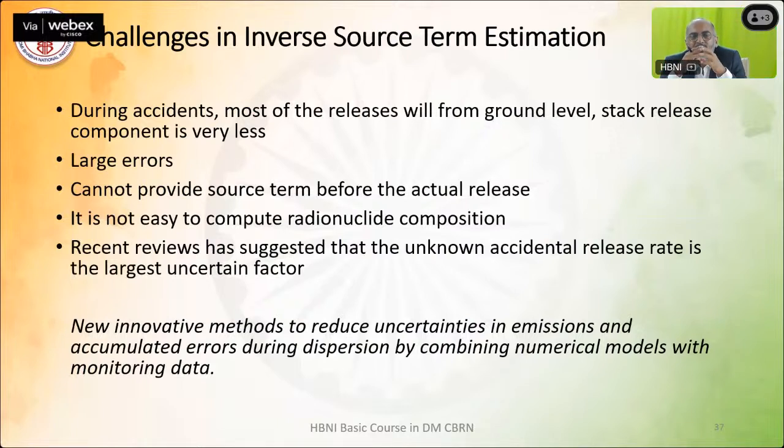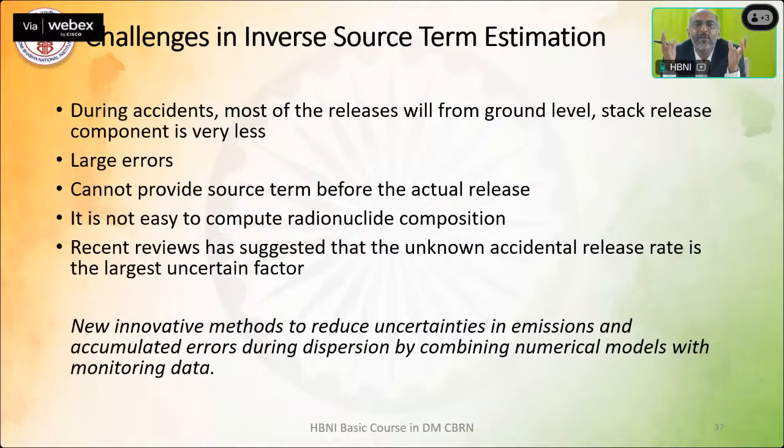Sometimes you need the source term even before a release, to understand what level of protective actions you need to implement in advance. Whenever a release is imminent, you have time for precautionary actions, and you need to know what level of actions to take. Again, the source term is necessary, so a source term before an actual release is important. Recent reviews have suggested that unknown accidental release rates are the largest uncertain factor in emergency management, because you never know what kind of failure will occur.